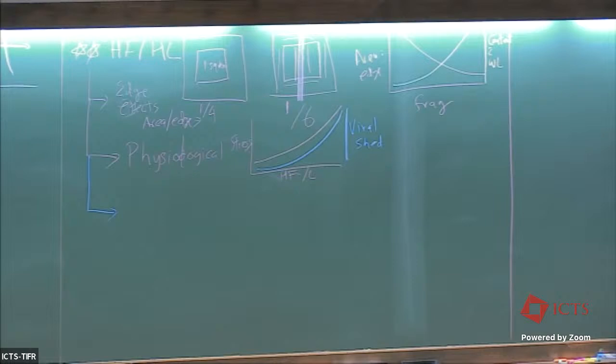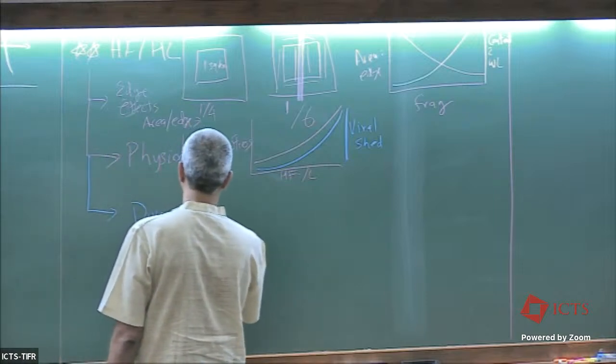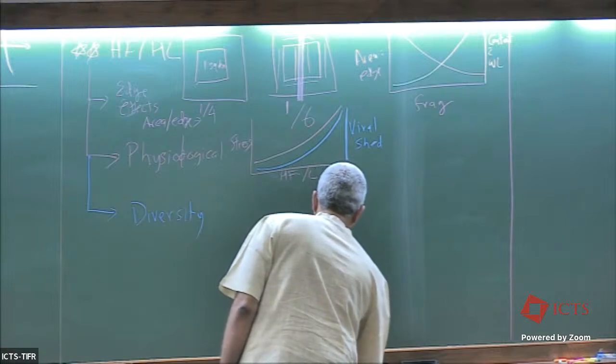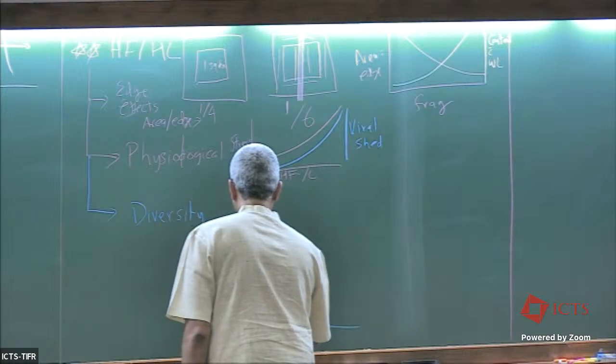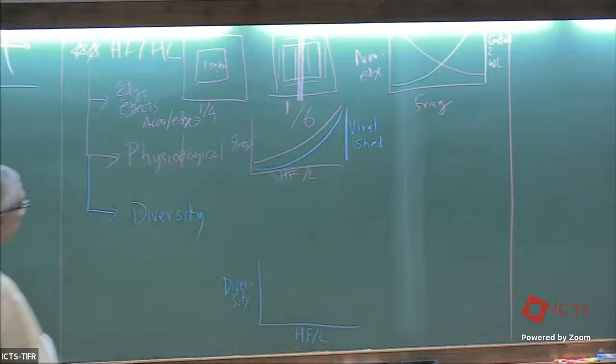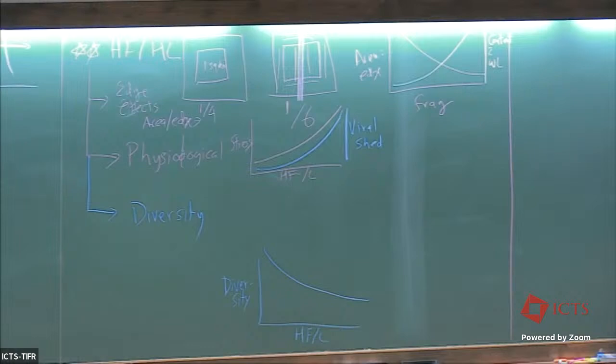Another aspect, which is probably the most important and probably the most debated, is the effect on diversity. So if I just think about the diversity of these natural species, and I want to plot habitat fragmentation and loss against diversity, how do you think this graph will look? Very good. So it's going to look something like this. Okay. So how does reducing diversity affect disease risk?